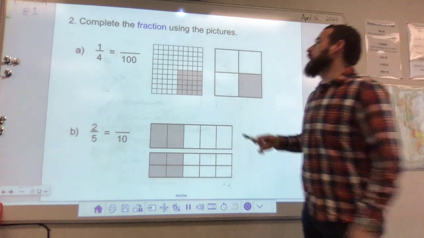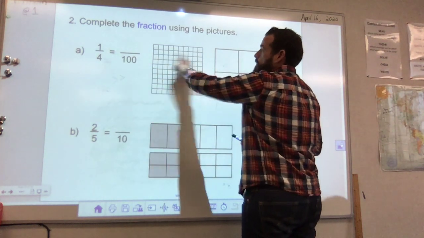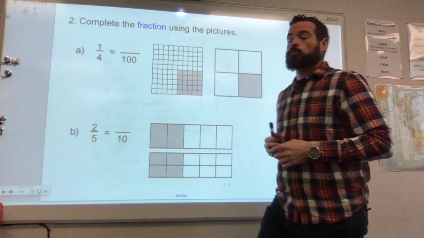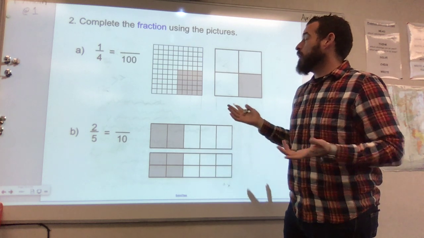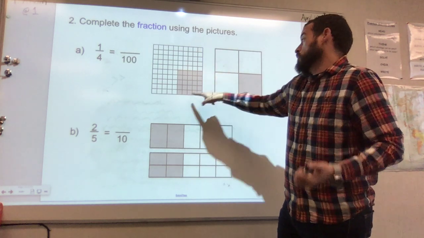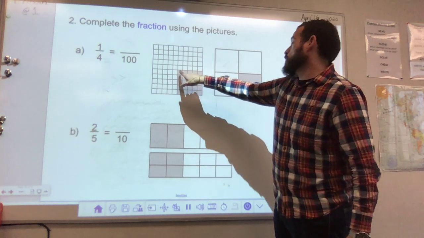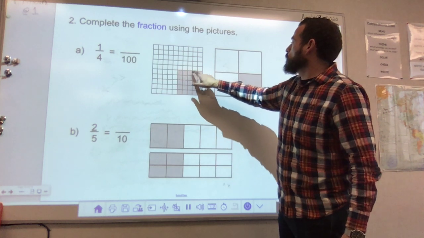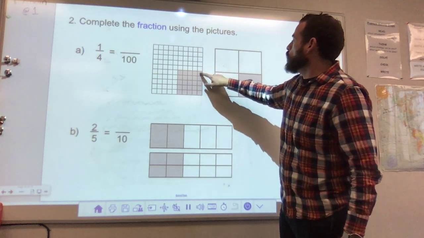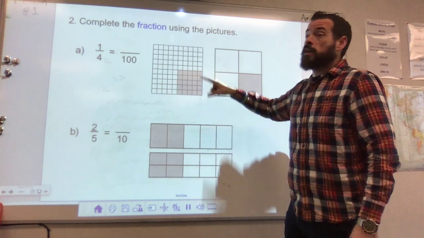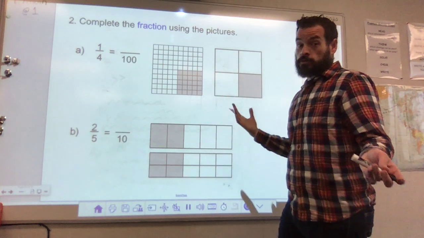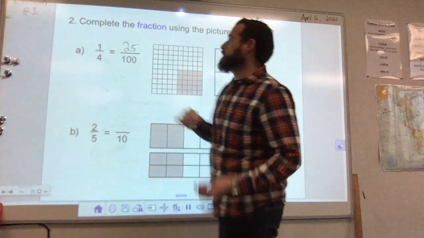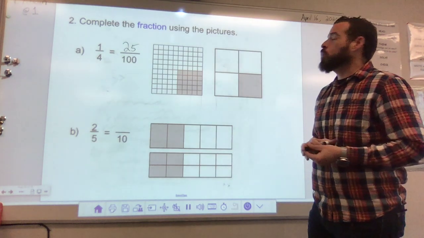Now, we've been given the denominator, so that's going to clue us in that there must be 100 boxes here. So there's our denominator, 100. Now we need to know how many are shaded. You could go and just count them all. Another thing you could do, you could see how many are in each row. 1, 2, 3, 4, 5. How many are in each column? 1, 2, 3, 4, 5. Multiply that. 5 times 5 equals 25. So we've got 25 shaded. So 1/4 equals 25 over 100.